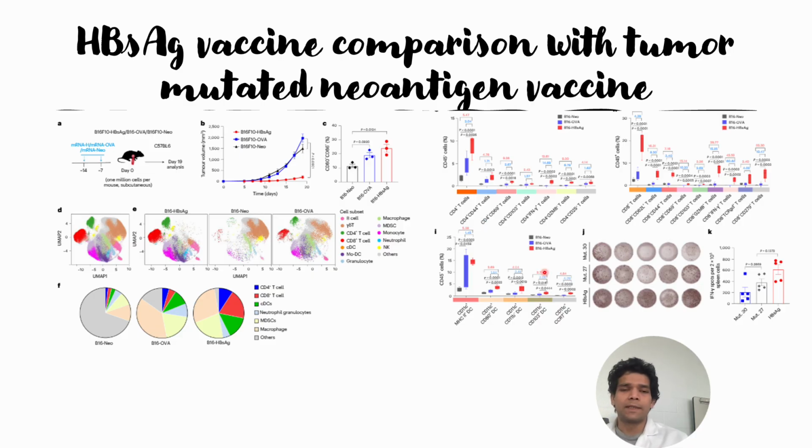So all together this indicates that the platform, or the vaccines produced by expressing the hepatitis B surface antigens on the cancer cells, seem to have better efficacy or better immunogenicity compared to the other traditionally available vaccines. This is what they have validated in their experimental results that are shown in this figure.